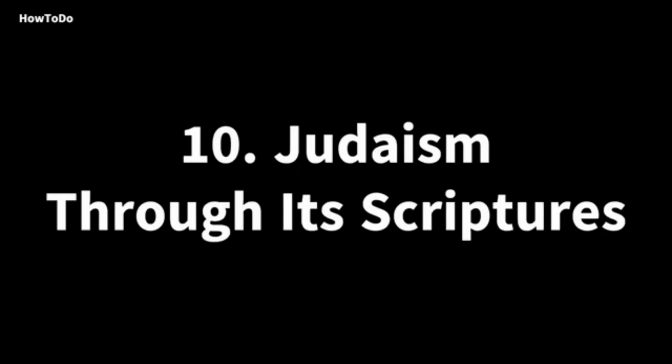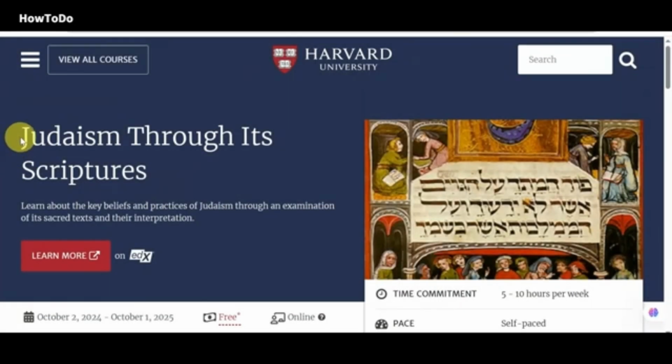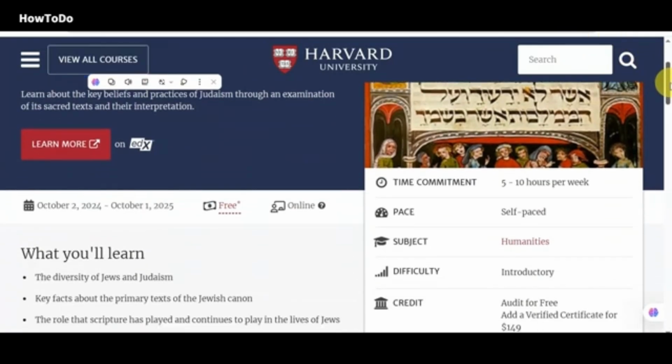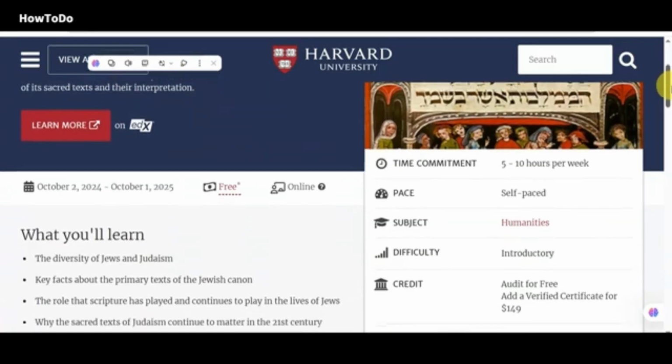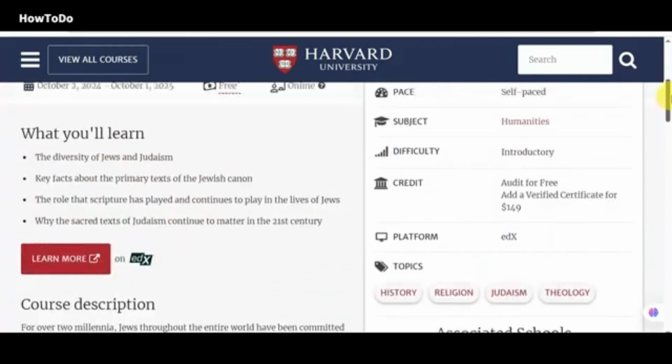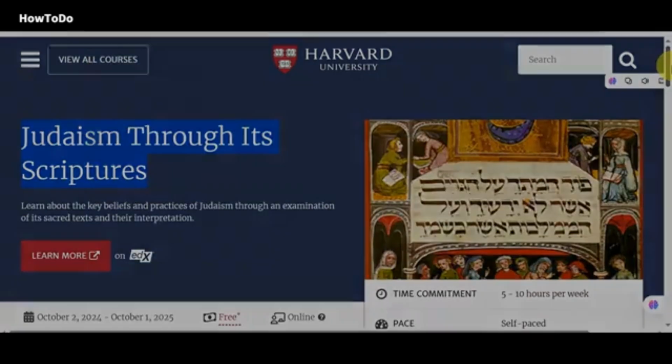10. Judaism through its scriptures. For over 2 millennia, Jews throughout the entire world have been committed to reading, interpreting, and living their scriptures. But what are the Jewish scriptures? When were they written? And why are they relevant in the 21st century?